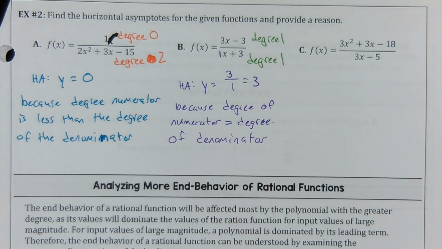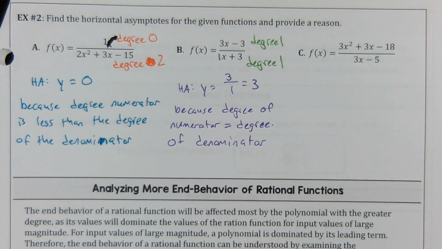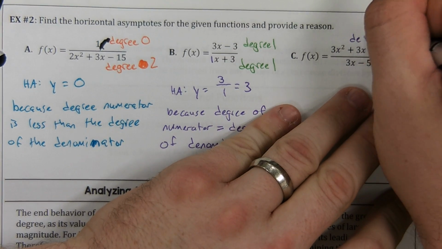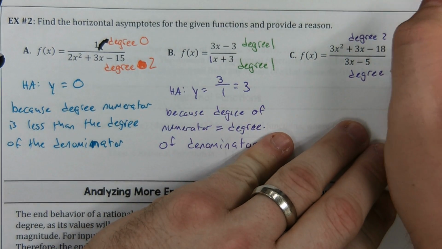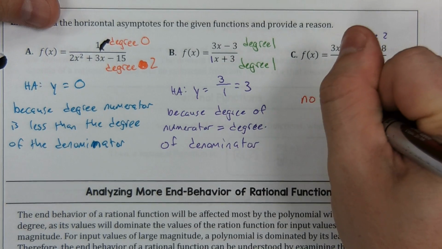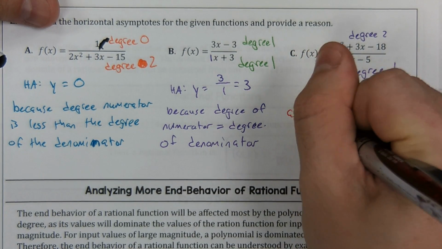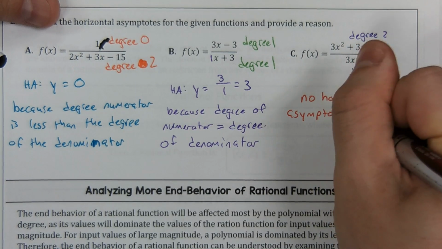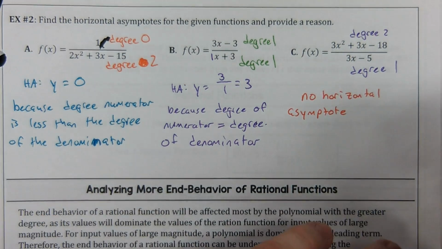Okay. Lastly, top heavy. No horizontal asymptote, because the degree of the numerator is larger than the degree of the denominator.